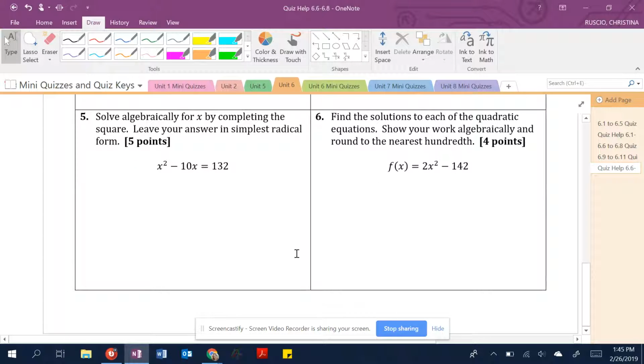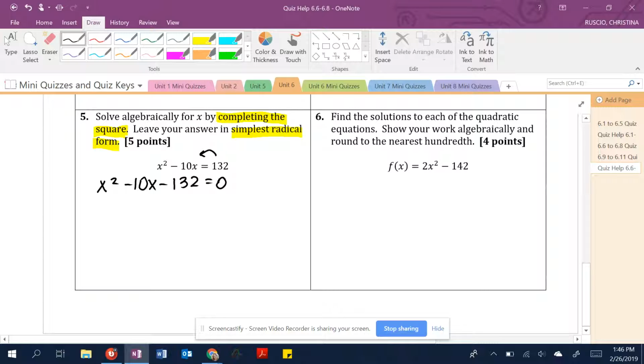All right, number 5, solve algebraically for x by completing the square. Oh, hey, we just talked about this. It says leave your answer in simplest radical form. All right, cool. So we have some work to do. Now, a lot of people want to set it equal to 0. That's great. You definitely don't have to with questions like these, but we want to set it equal to 0 for those of you who are a little iffy on this process.